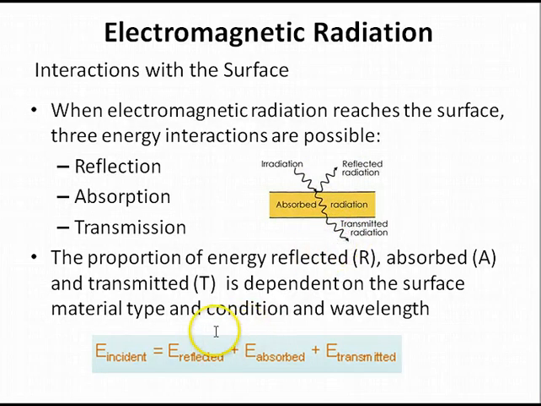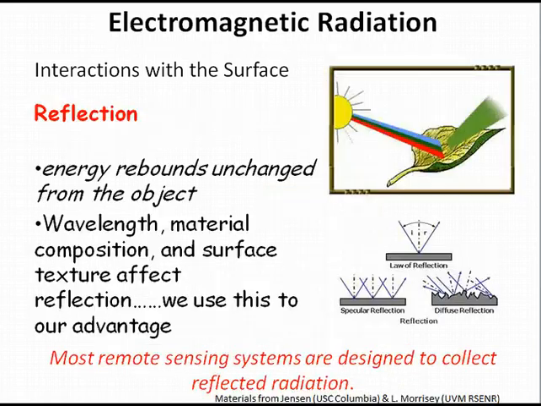The important thing to keep in mind is that energy can't be created or destroyed. So what is incident, this irradiation, what actually strikes the surface, has to be the sum of all that's reflected, all that's absorbed, and all that's transmitted. We'll break these each down a little bit further.